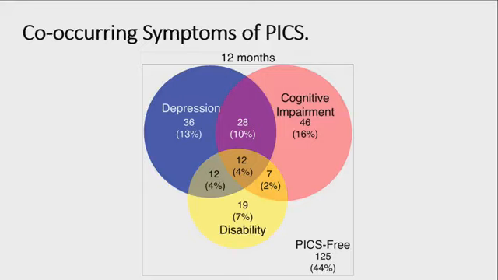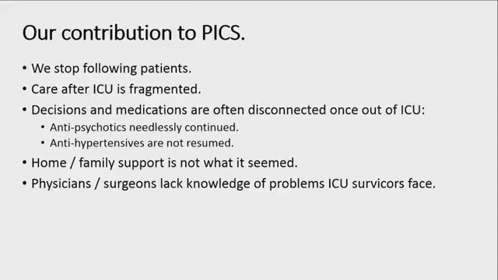And only 44% of patients are free from this syndrome. There are all types of overlaps, and about 4% of patients have everything. So this is important, this is serious. What do we do to contribute to this post-intensive care syndrome? We stop following these patients.